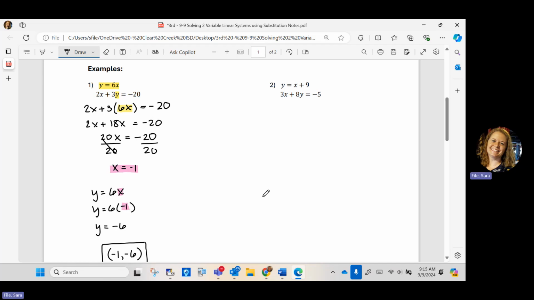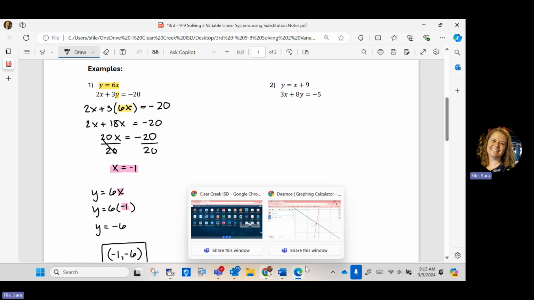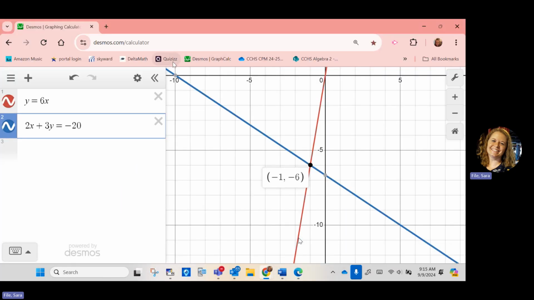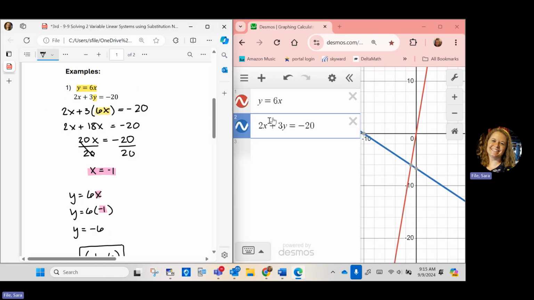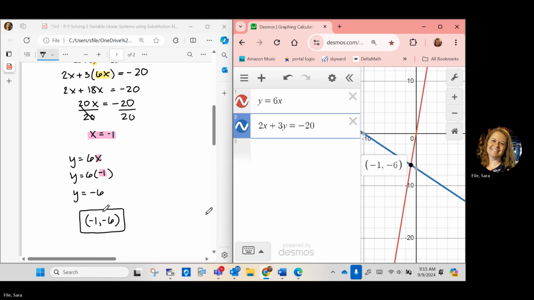Desmos is a fantastic tool. It's very helpful, but I don't want you just relying on Desmos, but I do want to show you this side by side here. See, I've typed in my original 2 equations that I was given, and here's the graph of those 2 lines. That point where they intersect, is that what we got? -1, -6? Yeah. So you can confirm this graphically with Desmos.